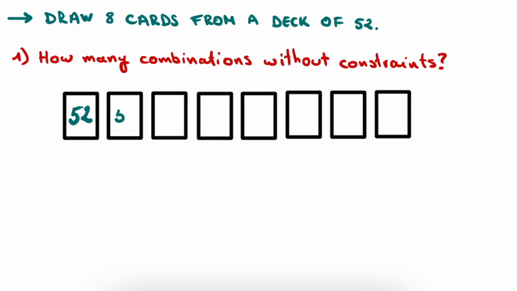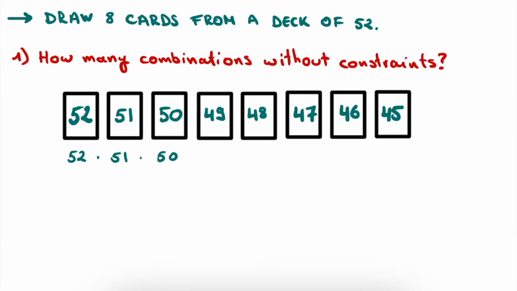This means that for the second card, we have 51 choices. Likewise, for the third card, we have 50 possible outcomes, so 50 choices. For the fourth card, there are only 49 choices left, because there are only 49 cards left to choose from. 48 for the fifth card, 47 for the sixth, 46, and all the way to 45 choices for the last card. And then in order to get the total number of combinations, we simply multiply all of these numbers together from 52 all the way to 45.